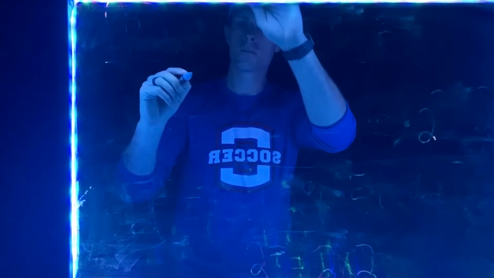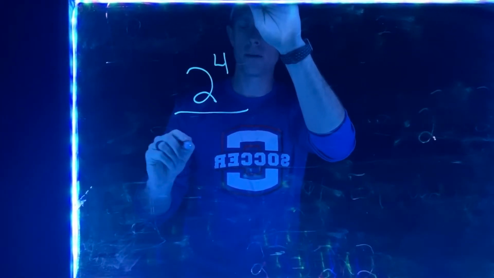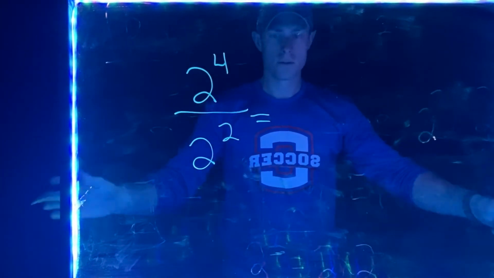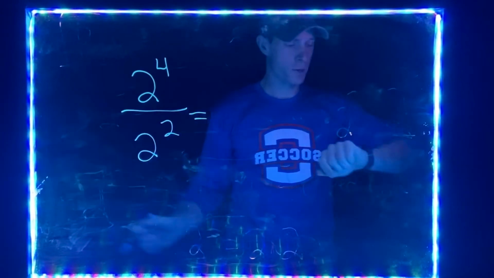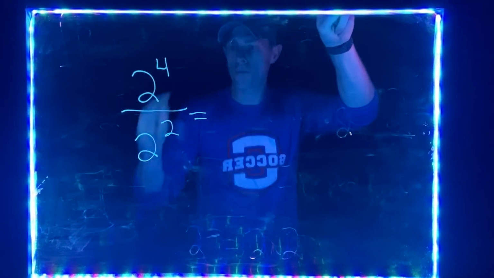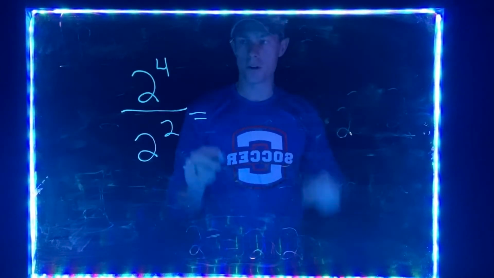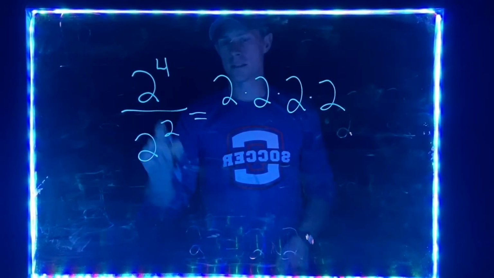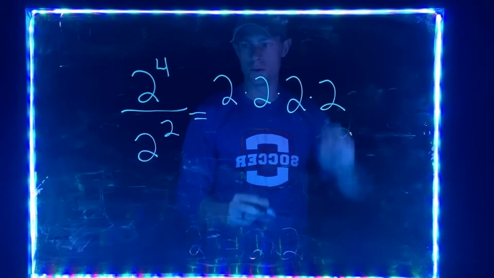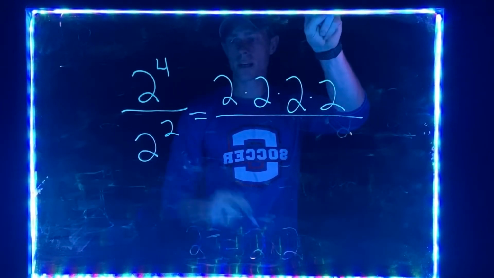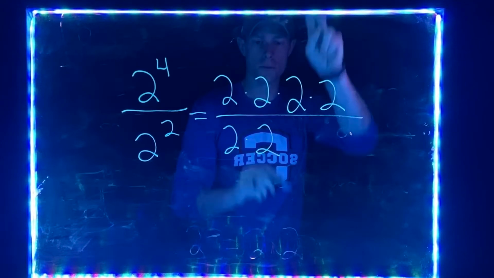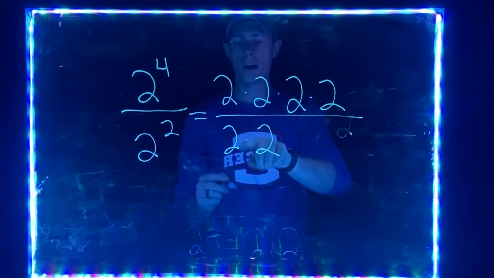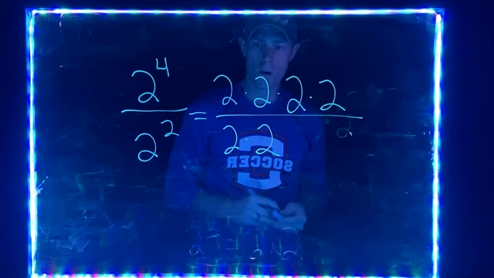Do some division now. 2 to the 4th divided by 2 squared. Well, these are written in exponential form, so let's write it in expanded form first. 2 to the 4th becomes 2 times 2 times 2 times 2. My base is 2, my exponent is 4, so I have 4 2's. Divided by 2 to the 2nd power, 2 times 2. Now, if we go ahead and divide those, 2 divided by 2 is 1.